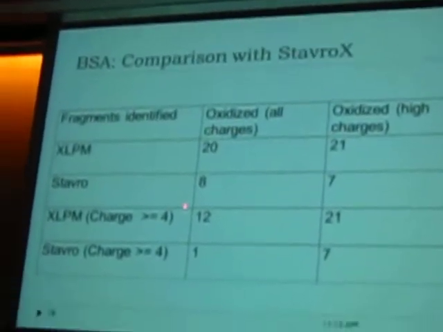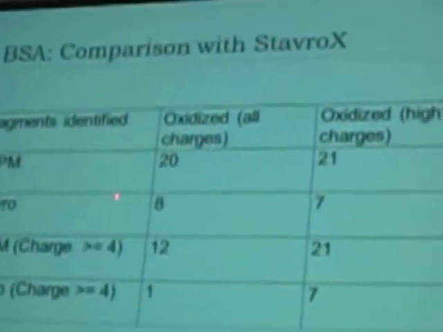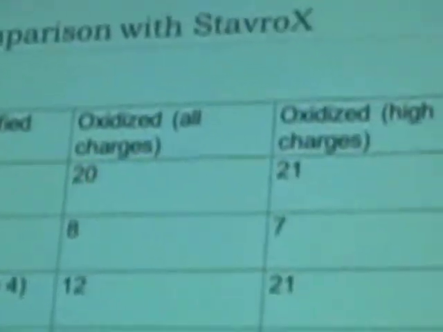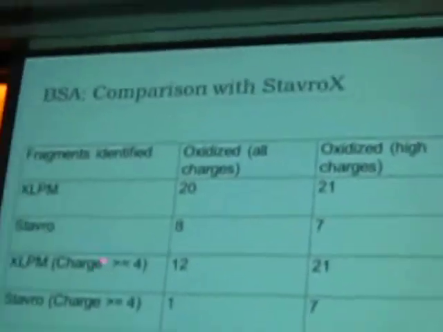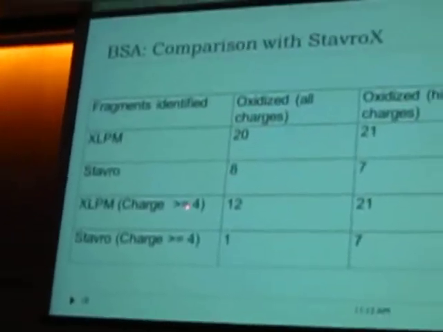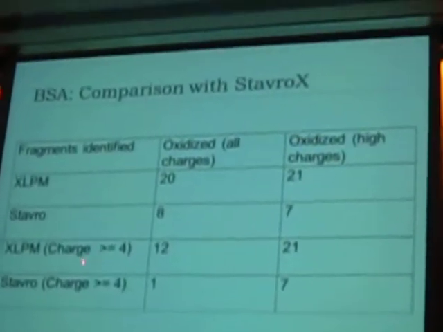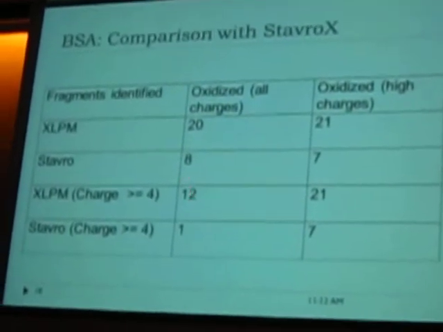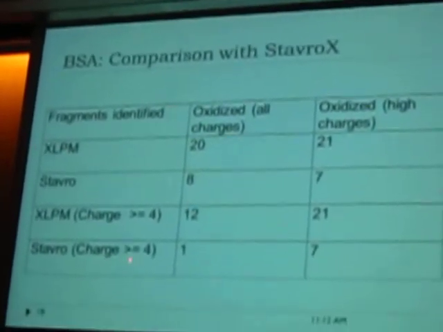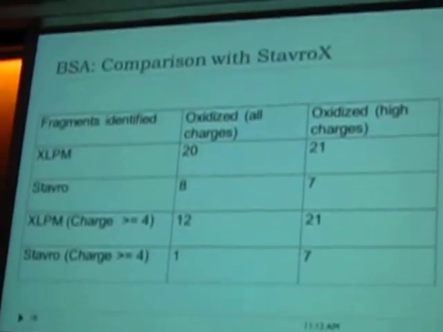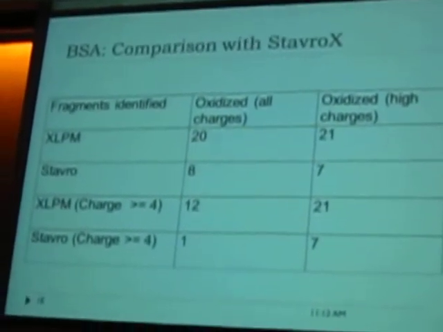Comparing to StavroX, we can clearly see that XLPM did a better job in predicting more cross-link peptides. More important, we expect cross-link peptides to have a charge higher than 3, greater than or equal to 4. And as we can see, XLPM predicted a higher fraction of higher charge spectra compared to StavroX. StavroX predicted just 1 out of 8, and XLPM predicted 12 out of 20. So we definitely did a good job.